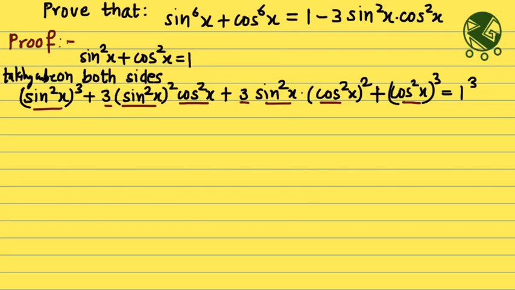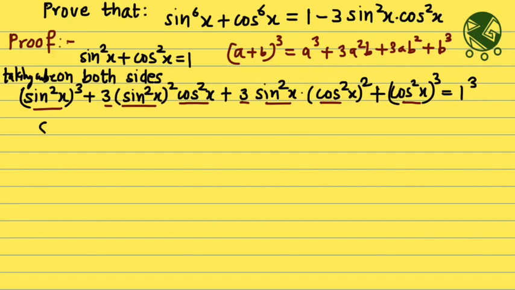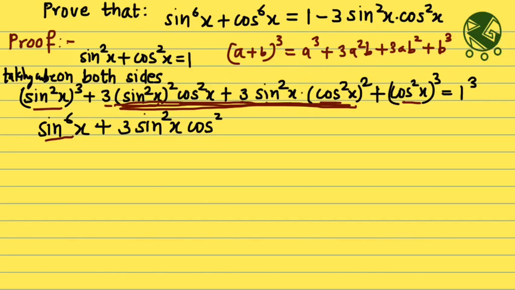So here I am taking sin square x as a and cos square x as b, and we are writing this, right? So this is the formula, a plus b whole cube is equal to a cube plus thrice a square b plus thrice ab square plus b cube, right? So this is the formula, and you can go through this how we expanded this. Now sin square x to the power 3 is sin to the power 6x. Then we have 3 into sin square x whole square. So from these two terms, the second and the third term, we can take out common 3 sin square x cos square x.